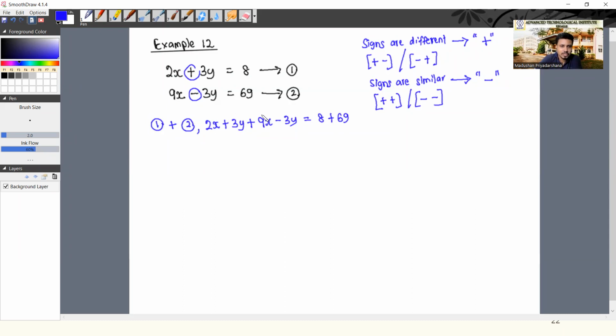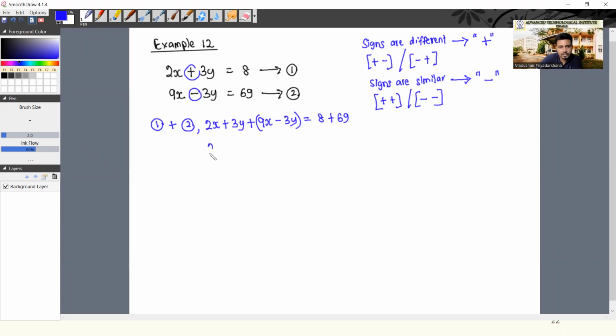This is the first equation, and this is the second equation. Always use the second equation within brackets, right? If you have written the second equation within the brackets, right? As a practice, do that.